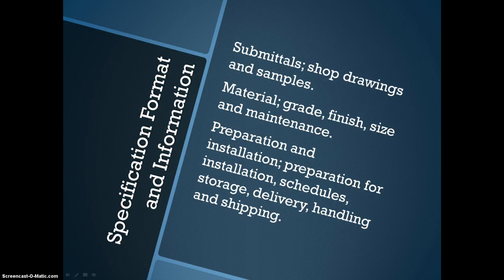Next, we're going to talk about the specification format and information. The first part includes the submittals, shop drawings, and samples. The second part is the material, grade, finish, size, and maintenance. And the last part includes the preparation and installation, schedules, storage, delivery, handling, and also shipping.